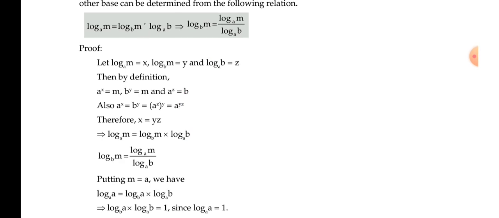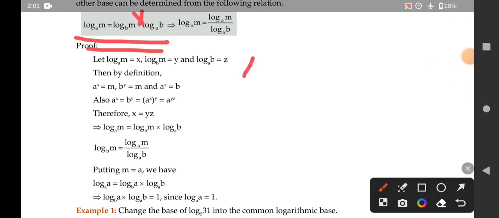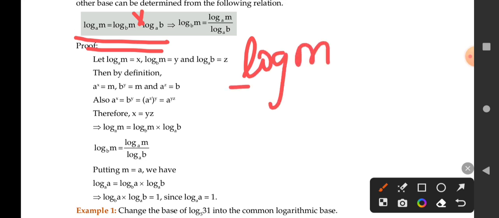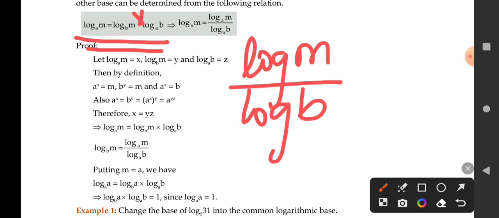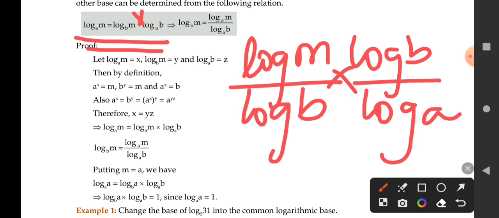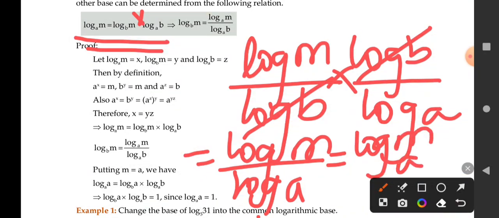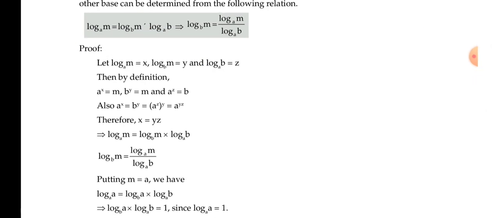So how does it come? Let me show you. Expand this multiplication: log m divided by log b. We can split the bases into division form, into log b divided by log a. So cancel out log b and you get log m divided by log a, which can also be written as log m to the base a, the way I have split this one. Okay. What is the proof?